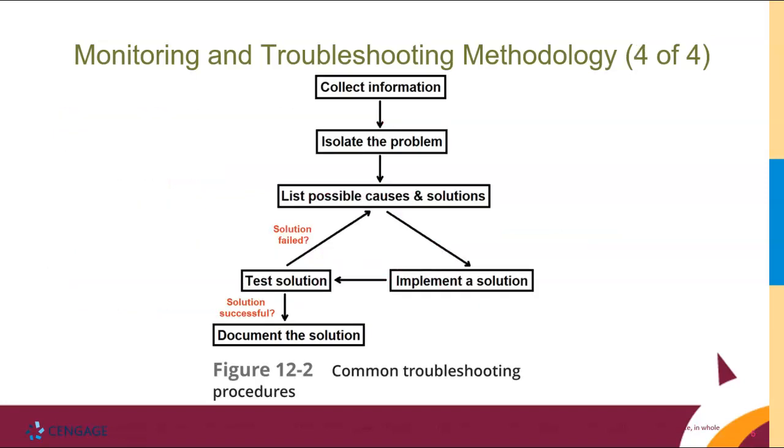Here's another little flow chart on how that troubleshooting process works. You collect your information, you isolate the problem, you list the possible causes and solutions, and then you test a solution. If it failed, then you check another one, and if it's successful, then you document that solution.